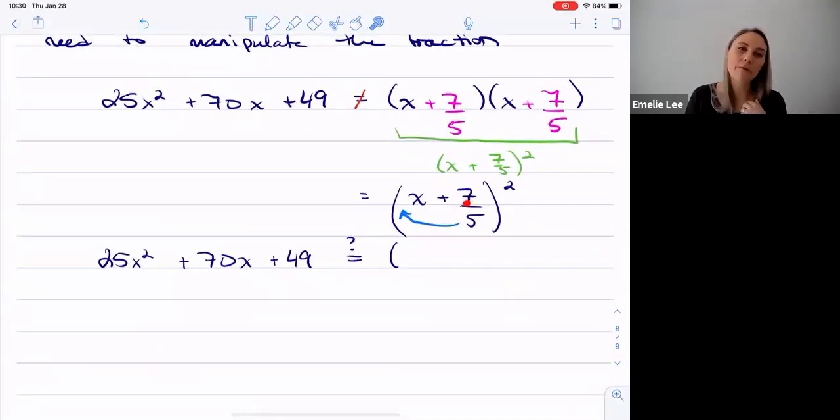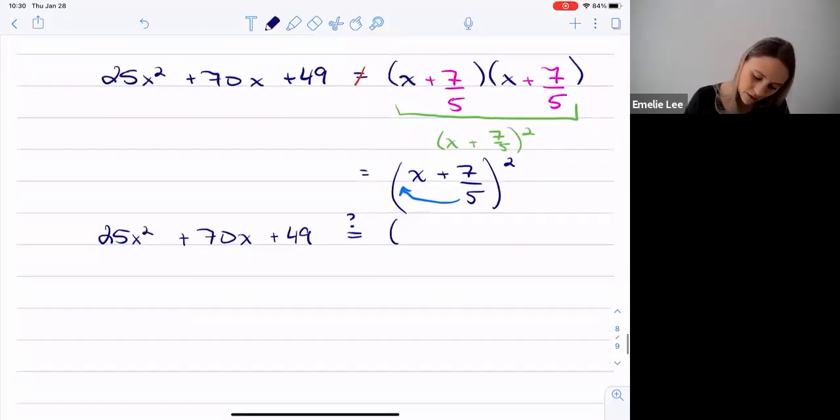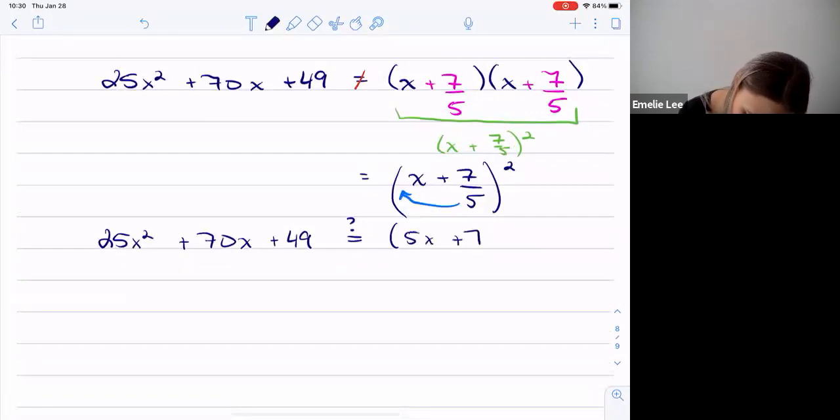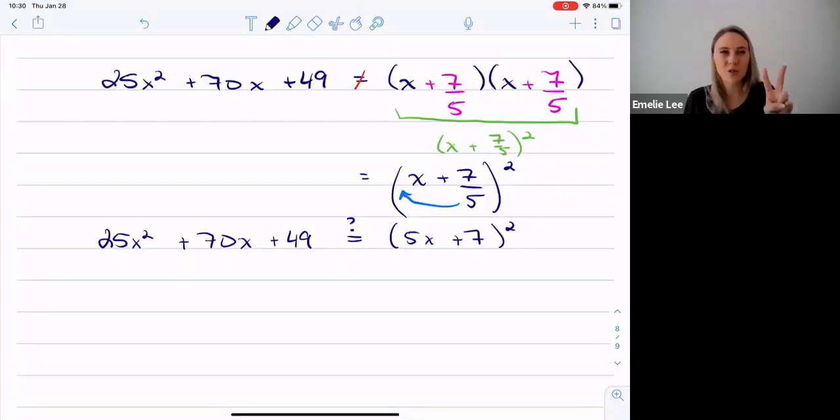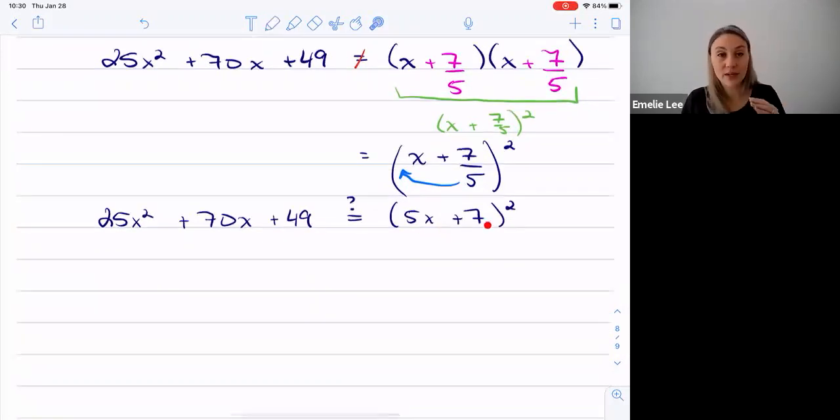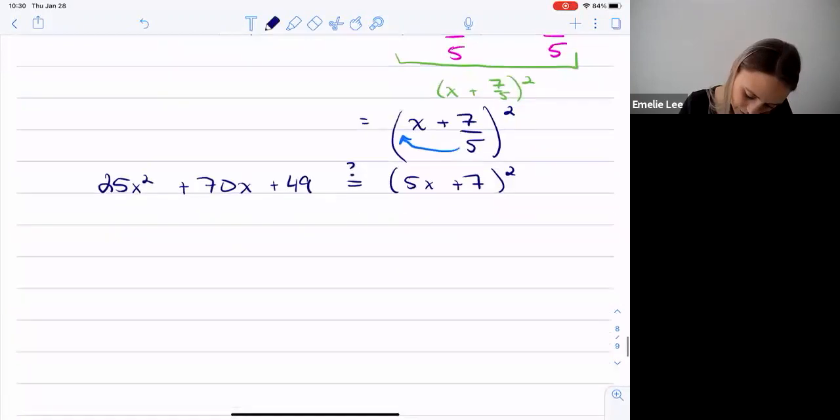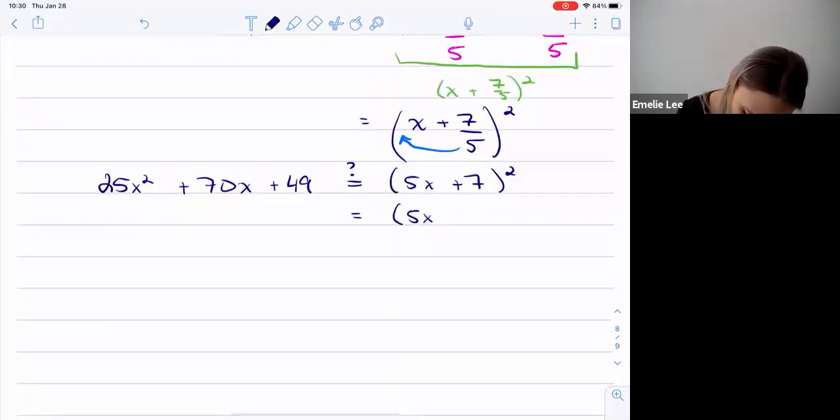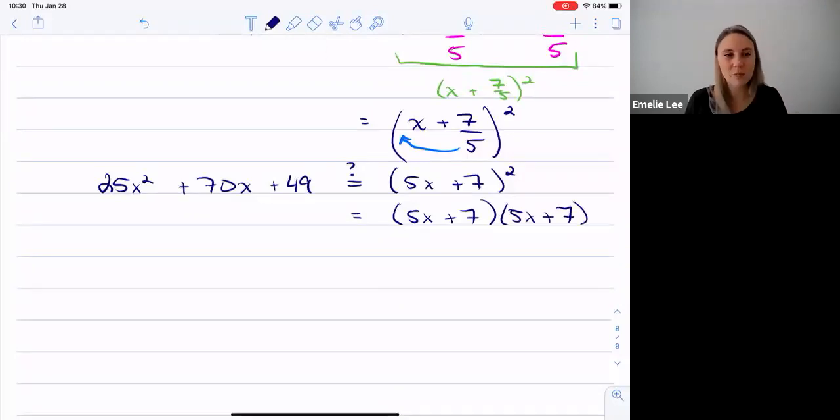It's a bit of a stretch, but in my mind, all I do is kind of bring this over. But if you wanted to convince yourself that that works, then you can bring it over onto the x in x equals -7/5. So what we get is 5x plus 7, and because it happens twice, it's squared. So now I want to expand this to make sure that it factors out and expands to what I started with. So this becomes 5x plus 7 times 5x plus 7. I'm just going to take my time and expand this out.